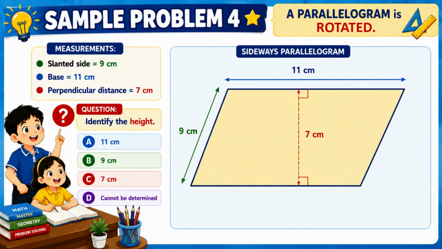A parallelogram is rotated. Measurements: slanted side equals 9 centimeters, base equals 11 centimeters, perpendicular distance equals 7 centimeters. Question: identify the height.